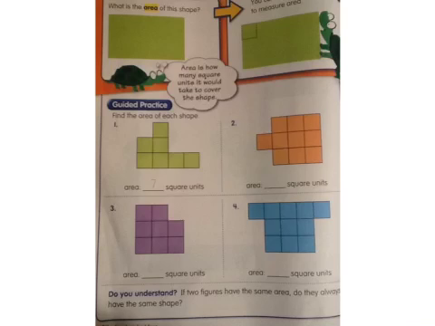So number 1, you will see how they had to count the squares inside the shape. And let me show you how. 1, 2, 3, 4, 5, 6, 7. That's how they got 7 square units, because 7 squares could fit inside the shape.